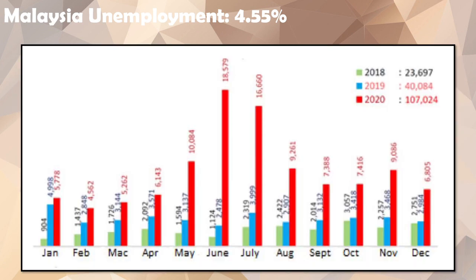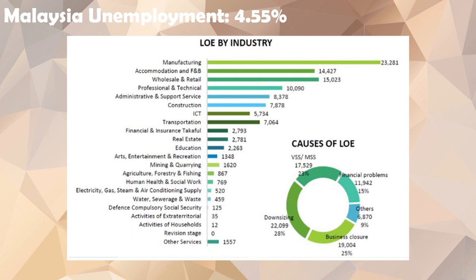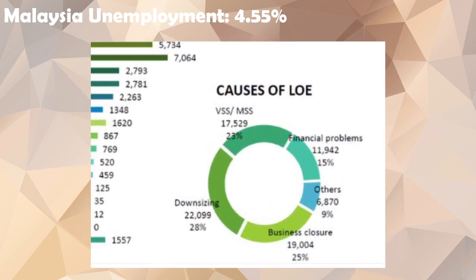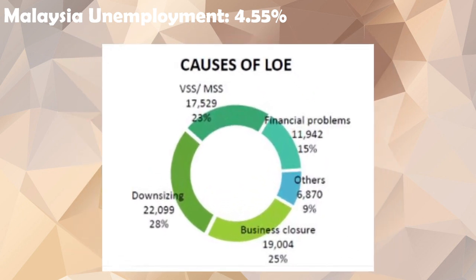The number of job losses has dramatically increased in parallel with the introduction of the Movement Control Order, also known as MCO. It also shows that the most affected industries are manufacturing, wholesale and retail, and the accommodation and food and beverage sectors. The main reasons are downsizing 28%, business closure 25%, mutual separation scheme 23%, company financial problem 15%, and others 9%. Next, we're going to see inflation and unemployment in Singapore.